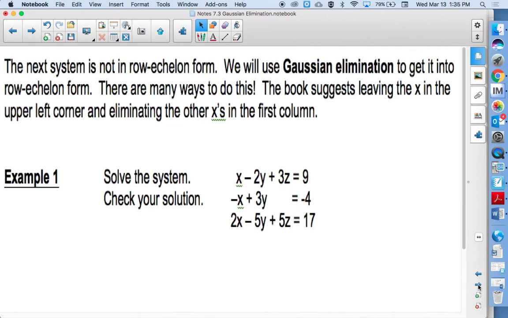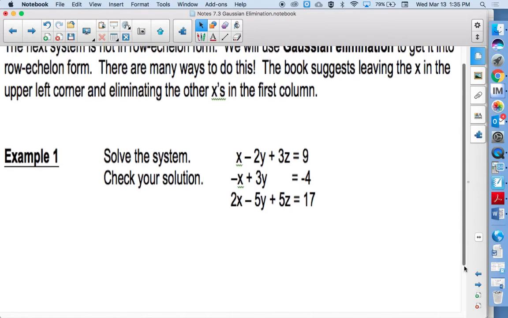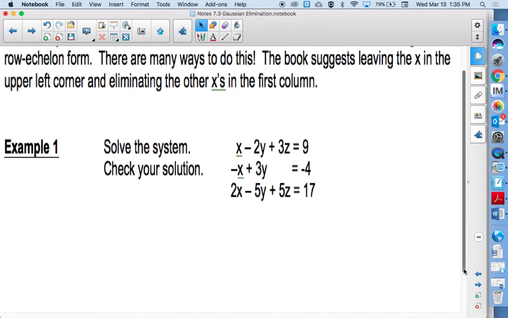But there wasn't really a systematic way to always go about it. So the book suggests keeping the first equation the same, with the x in it, but eliminating the x's underneath it. If you do the same process every single time, it saves you work and makes it easier, especially once we get to 4 and 5 variables. Looking at the first 2 equations, you can only use elimination with 2 equations at a time. You can't eliminate a variable from all 3 at the same time.